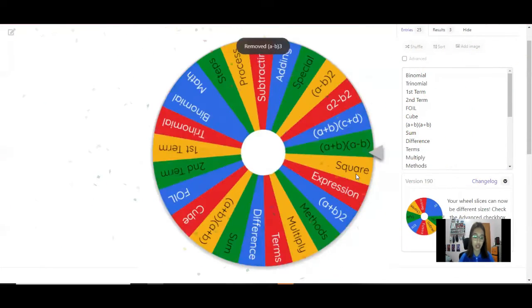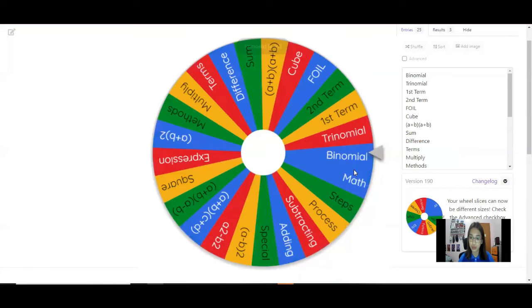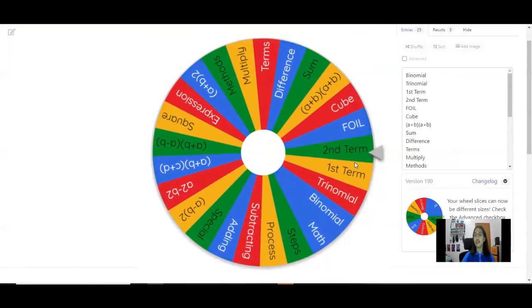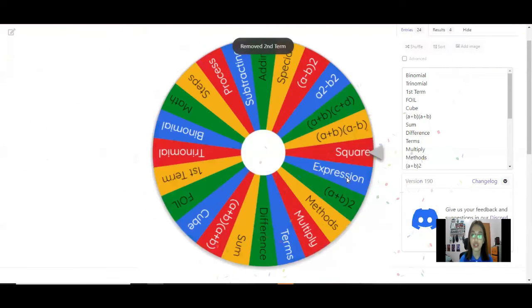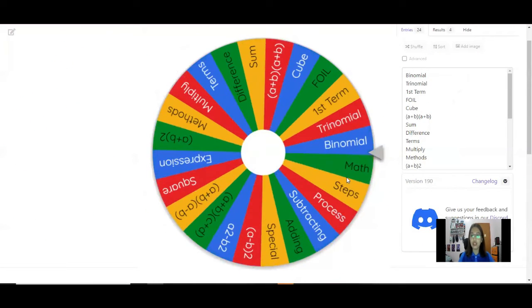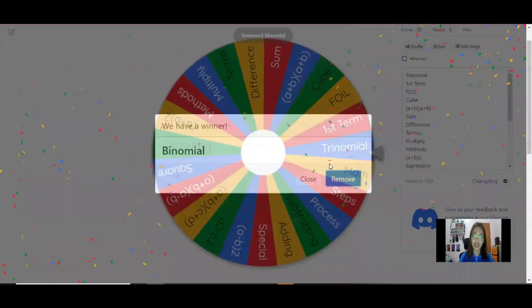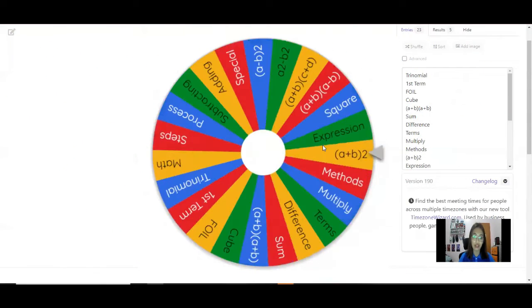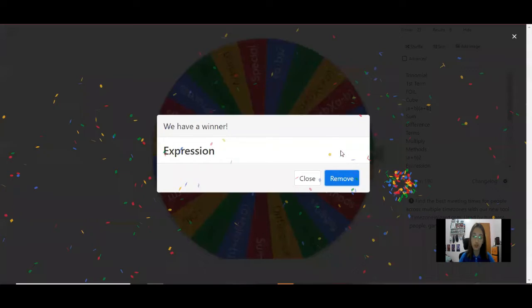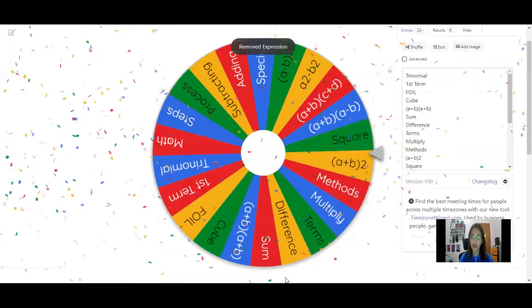I hear something that it's near to bingo. The next term will be the second term. All right, cross the second term. The next will be the binomial. You're getting there, students? All right. The next word is the expression. I think someone got the bingo. I think someone already got the bingo. Congratulations. Give yourself a big clap.